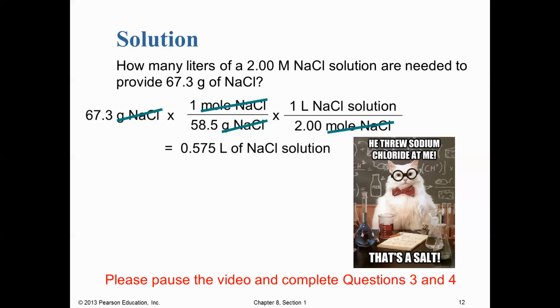So let's do another problem here. How many liters of a 2 molar sodium chloride solution are needed to provide 67.3 grams of sodium chloride?